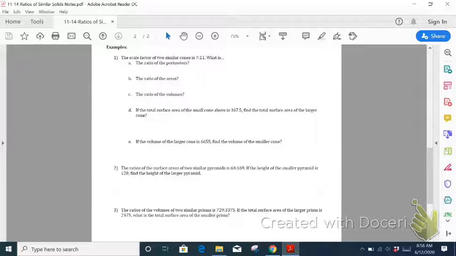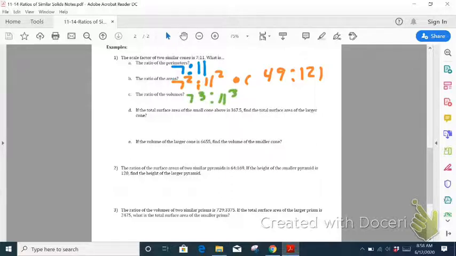Anyway, the ratio of perimeters. Well, perimeters are lengths, so that's going to be the same as the scale factor. So we'll also say it's 7 to 11. Alright, the ratio of areas. Well, areas are measured in square units, so we're going to square the scale factor. So it's going to be 7 squared to 11 squared, which you can write as 49 to 121. Okay, the ratio of volumes, well, that's going to be the scale factor cubed. So it's going to be 7 cubed to 11 cubed. And I don't know what they are off the top of my head, but feel free to go find out.